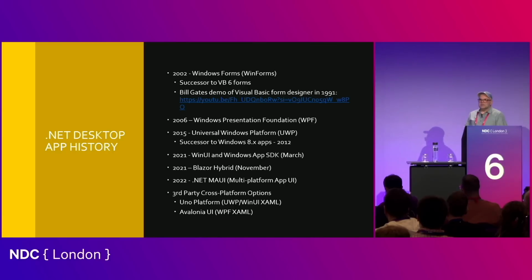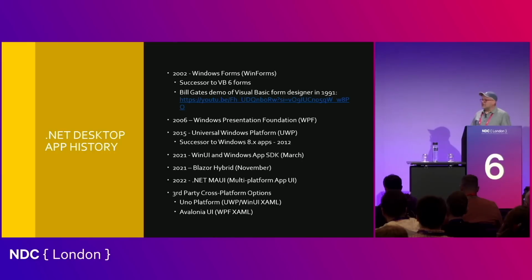2006 was next. With Windows Vista, we got WPF. That was the first XAML-based UI framework from Microsoft. Silverlight was out around the same time. We won't talk about that. Next up, in 2015, with Windows 8, we got UWP, or the Universal Windows Platform. That was the successor to the earlier Windows 8 apps, which worked on the phone, Windows Desktop. UWP you could also use with Xbox and HoloLens.